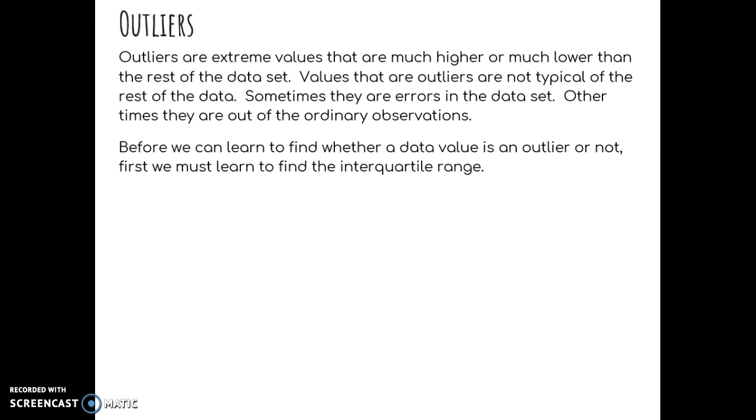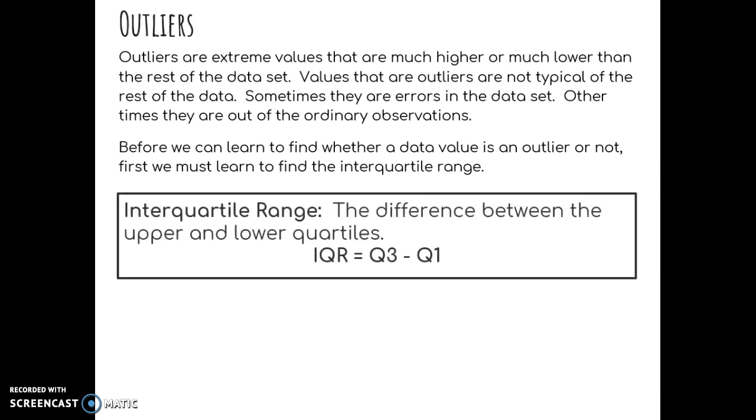So before we can learn to find whether a data value is an outlier or not, first we must learn to find what is called the interquartile range. This is an important formula you want to write down. Interquartile range is just the difference between the upper and the lower quartiles, Q3 and Q1, so just subtract them. And we use IQR for short, so you don't have to write out interquartile range. So IQR is Q3 minus Q1, and you will need that in the outlier formula.